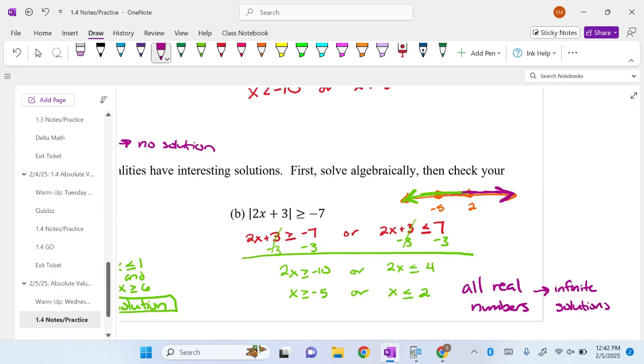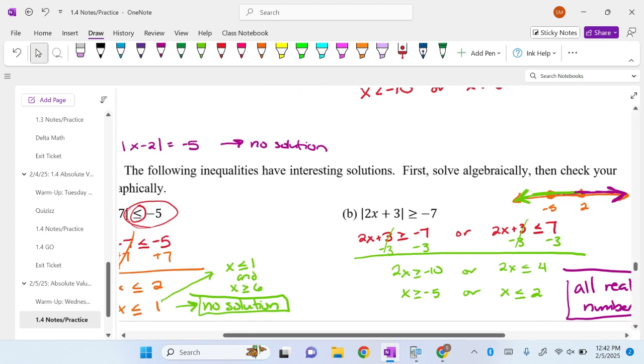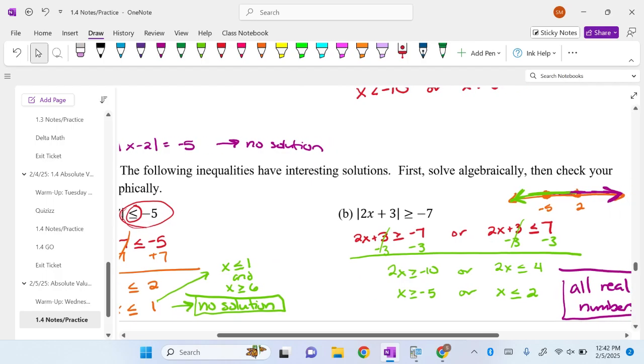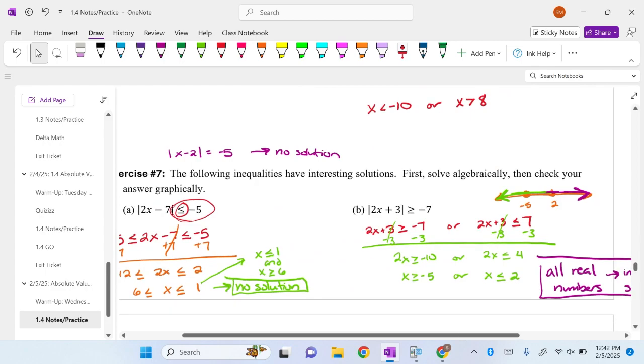All right. So, big takeaway. If your absolute value symbol is isolated and you have less than or equal to a negative number, it's no solution. If your absolute value is isolated and it's greater than or equal to a negative number, it's automatically infinite solutions or all real numbers. Does that make sense? So just like with the equations, you can just look at it and be like, okay, we're done. Any questions on that?